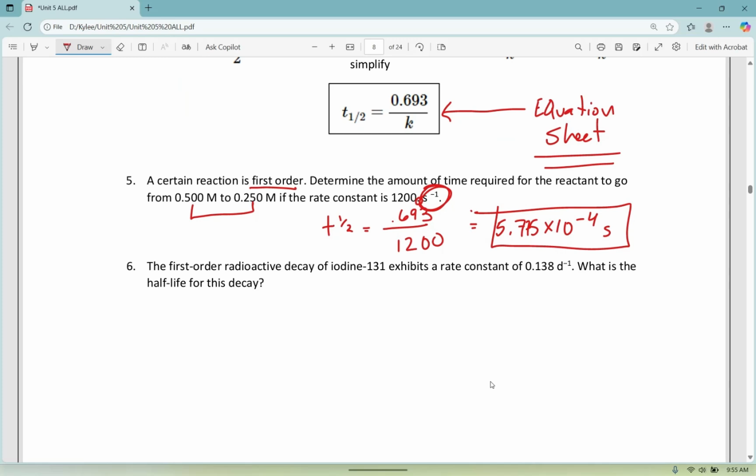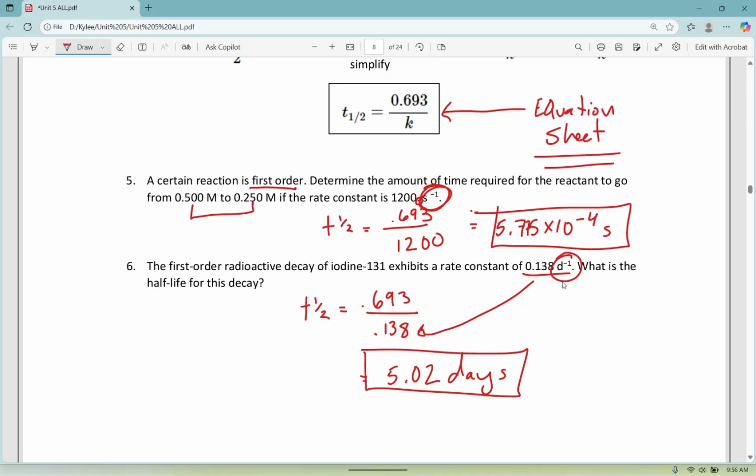For number 6, the first order decay of iodine 131 exhibits a rate constant of 0.138 days. What is the half-life? So again, this is a half-life. It's asking me for the half-life, the time it takes for 1/2 of the substance to decay. And I'm going to do the same calculation I did before, 0.693 divided by my rate constant in the bottom. And that's going to give me a value of 5.02. And this time my label is in days because that is what my rate constant label was. It was in days to the negative 1. So my answer is going to be in days.